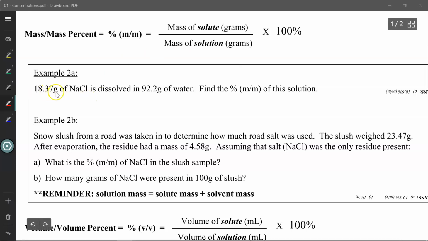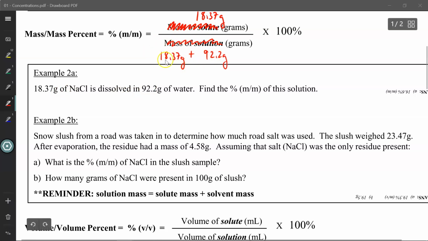All right, 18.37 grams of sodium chloride is dissolved in 92.2 grams of water. What is the percent MM of this solution? Since the sodium chloride is being dissolved, this represents our solute, 18.37 grams. Now it's dissolved in 92.2 grams of water. But there's a problem. This isn't the mass of my solution. This is my solvent. Remember, the solution mass is the mass of the solute plus the mass of the solvent together. So I need to add these two values together in my denominator to create the mass of the solution.